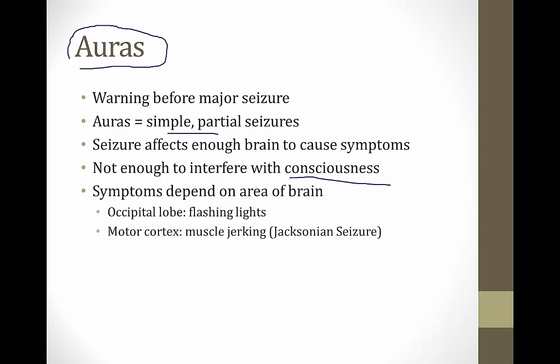The aura symptoms depend on the area of brain that's affected. So if it's the occipital lobe, they may see flashing lights. And if the motor cortex is affected, they may get an isolated muscle jerking. This is called a Jacksonian seizure. And these are all auras that come before a major seizure as a warning.